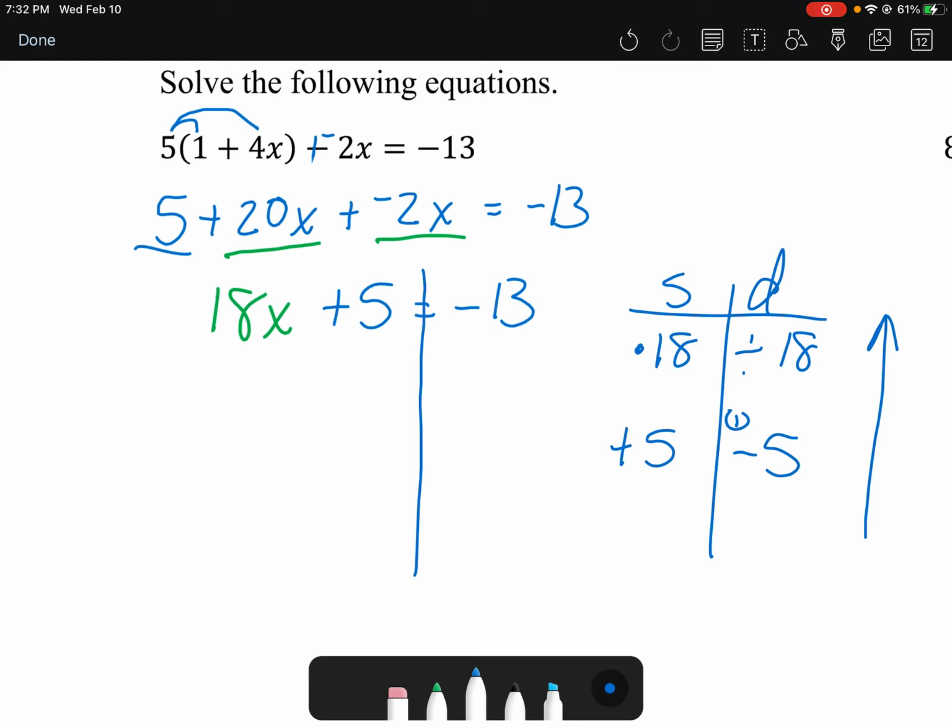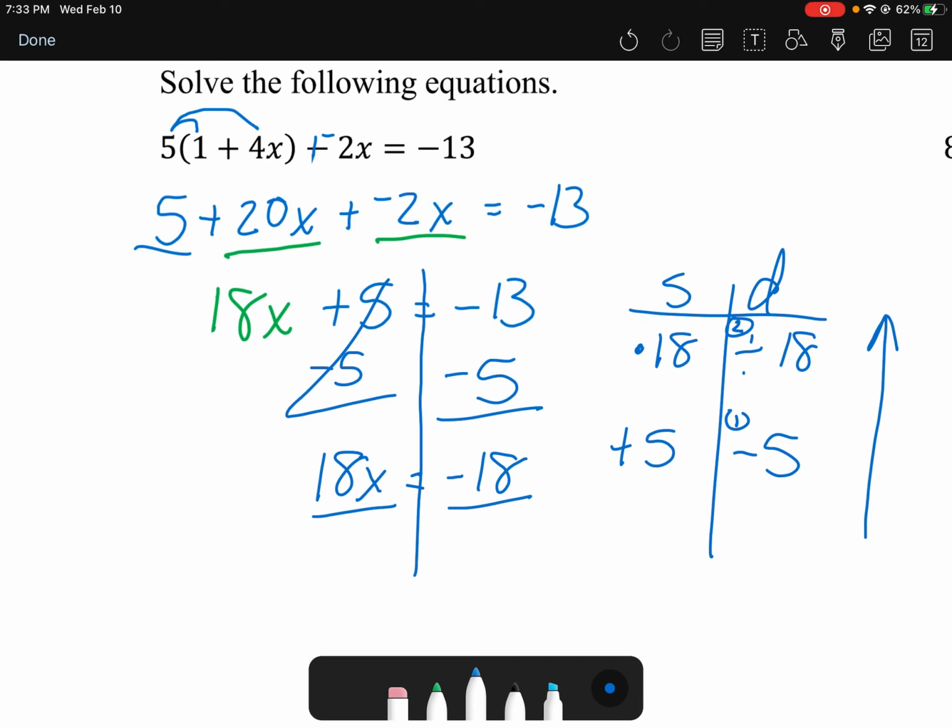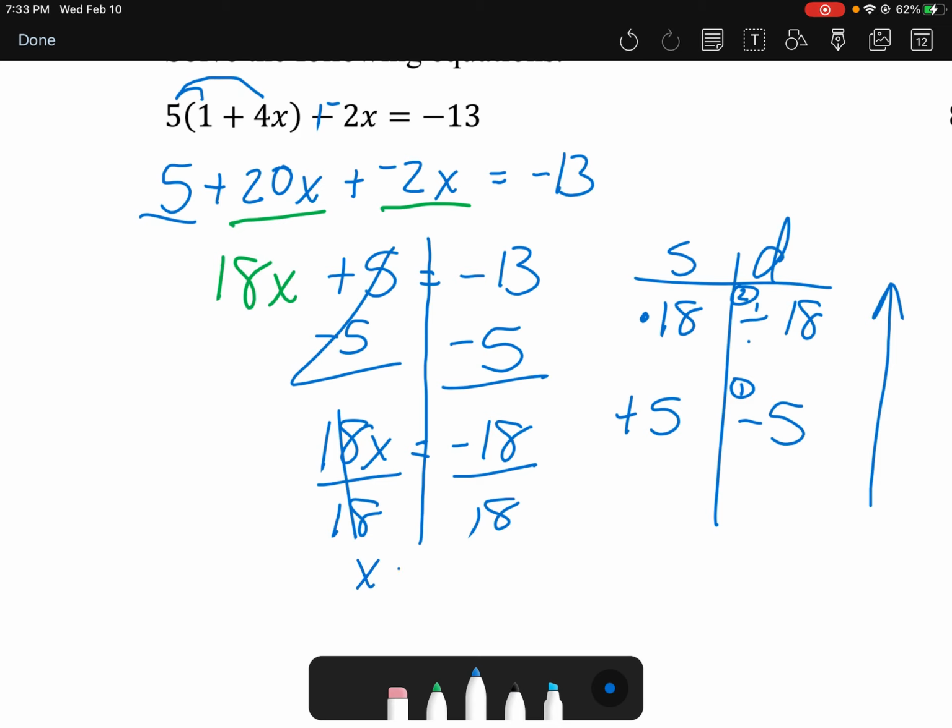My first step says to subtract by 5, so I'll subtract 5. Cancel these guys out. I'm left with 18x is equal to negative 13 minus 5, which is negative 18. Step 2 says I need to divide by 18. So both sides, I'm going to divide by 18, canceling out that 18 there. X is equal to negative 18 divided by 18, which is negative 1. So my final answer is negative 1.